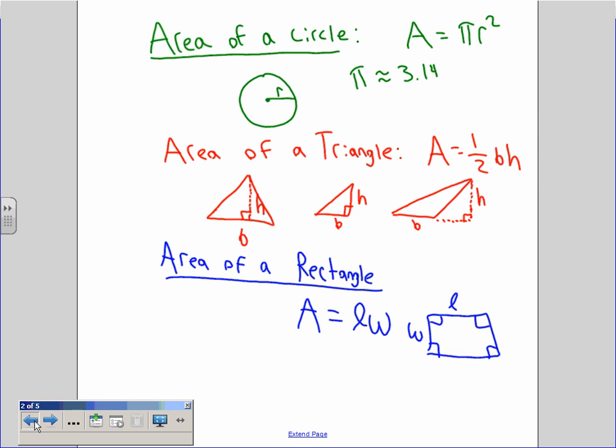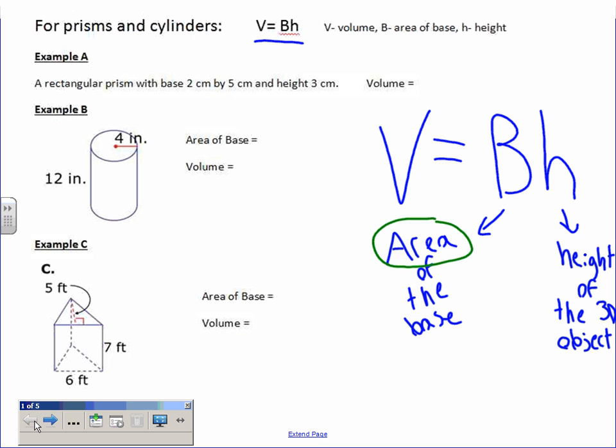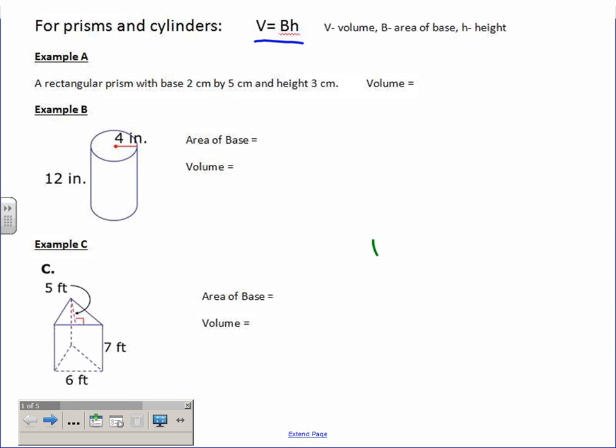So let's apply it to find some volumes. So I'm going to erase the formula. Notice you still have it at the top of the sheet. So example A, a rectangular prism with a base that's 2 centimeters by 5 centimeters and a height of 3 centimeters. So this rectangular prism is actually much smaller than a shoebox.